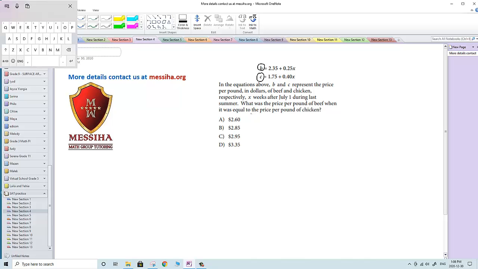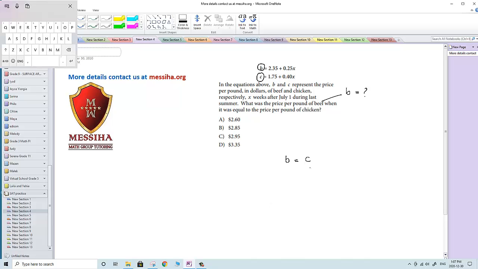So the question is saying, what was the price per pound of beef when it was equal to the price per pound of chicken? So they need, what is the price per pound for beef? They need B. So B is in the question, when it was equal to the price per pound of chicken. That means they need to know the price of B when B was equal to C.